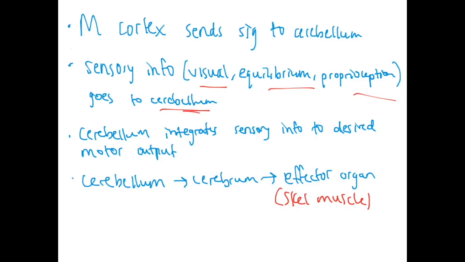Our cerebellum is integrating this information it's getting from all these different receptors in our body. It's integrating that sensory information to produce the best, most desired motor output. So again, the cerebellum will send that signal to the cerebrum, and then the cerebral cortex, from that motor area, that motor cortex, will send a signal to the effector organ, in this case skeletal muscle.